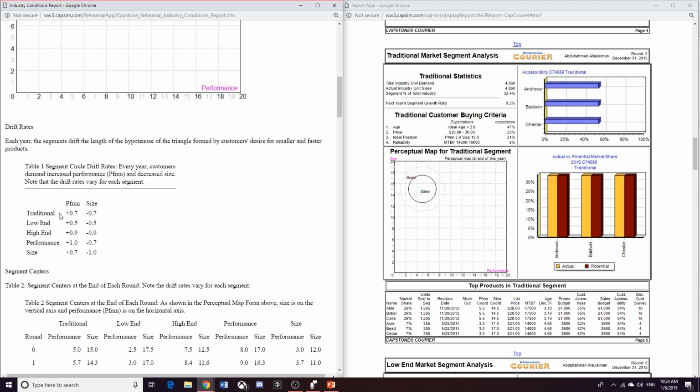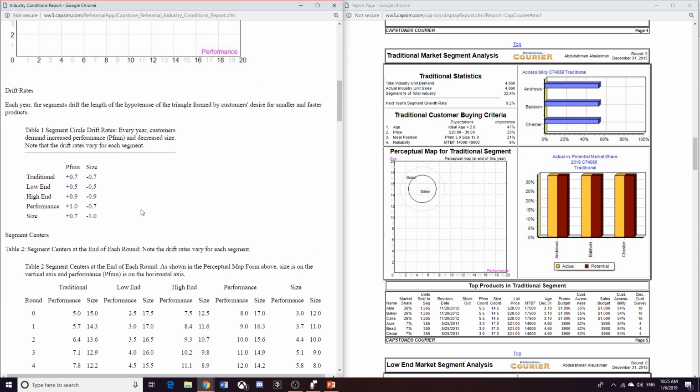Each segment shifts differently. Traditional, for example, every round customers will want plus 0.7 in performance and negative 0.7 in size. And in the performance segment, for example, customers will want plus 1 in performance and in size negative 0.7. So as you see, each segment has a different number, and you need to pay attention to that customers' wants shift every round. We will go right now and show you how you can calculate the shift.